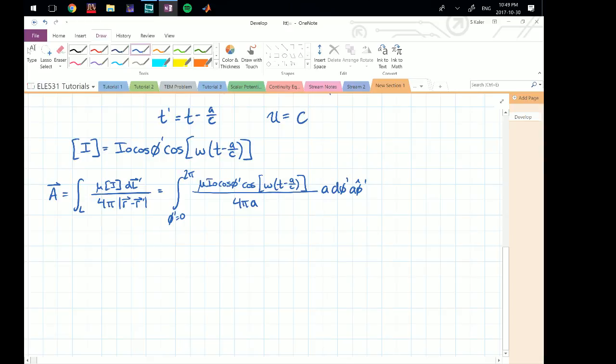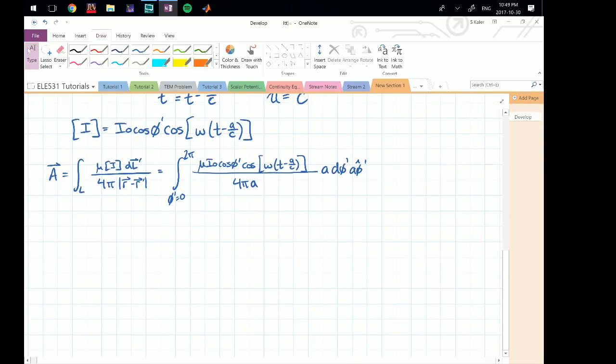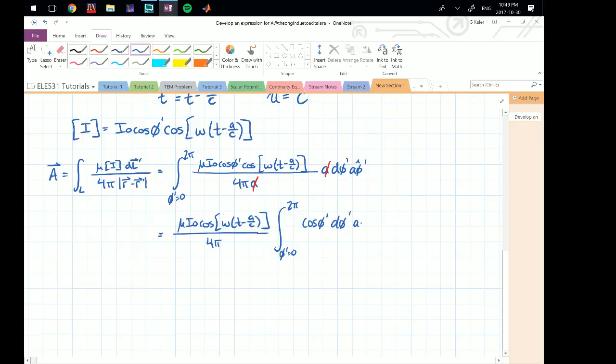And so now we have this integral to solve. We can take out whatever is constant, whatever is not dependent on phi prime. So I have mu I naught cos omega t minus a over c. The a's cancel. That's convenient. So it's simplifying something at least. Over 4 pi. And I have phi prime equals 0 to 2 pi. And here I have cos phi prime d phi prime a phi prime.